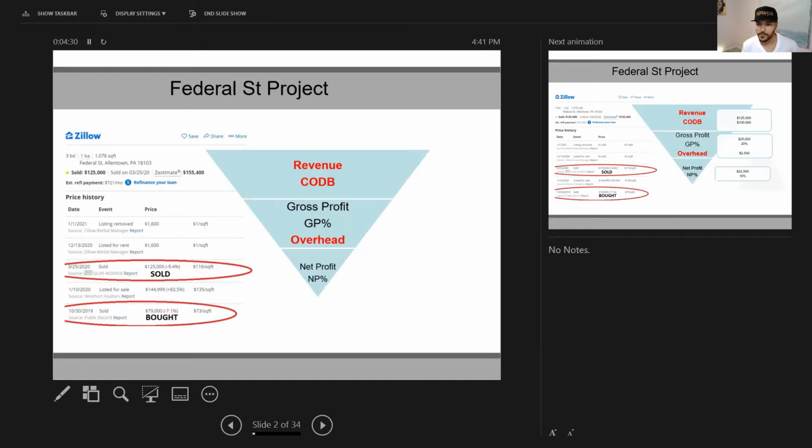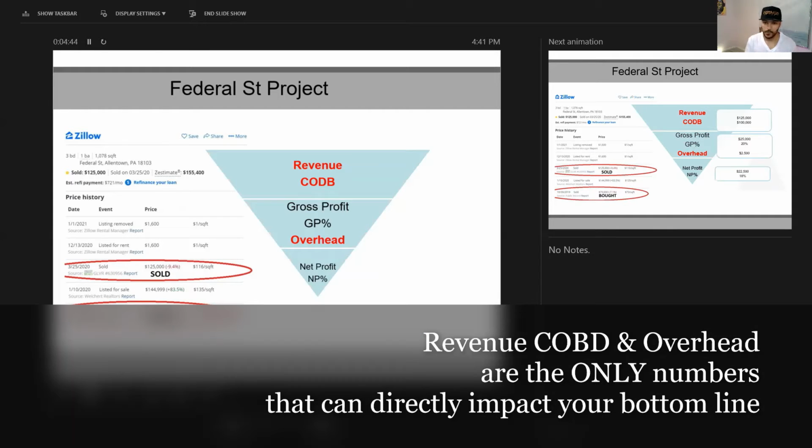The profit loss statement foundation. So you have the revenue, cost of doing business, the gross profit percentage, overhead, net profit, and net profit percentage. Now, if you remember from our first video, I said that the only 3 numbers that matter are the revenue, cost of doing business, and overhead. Those are the 3 highlighted in red. And the reason for that was because those 3 numbers are going to determine the other 4.